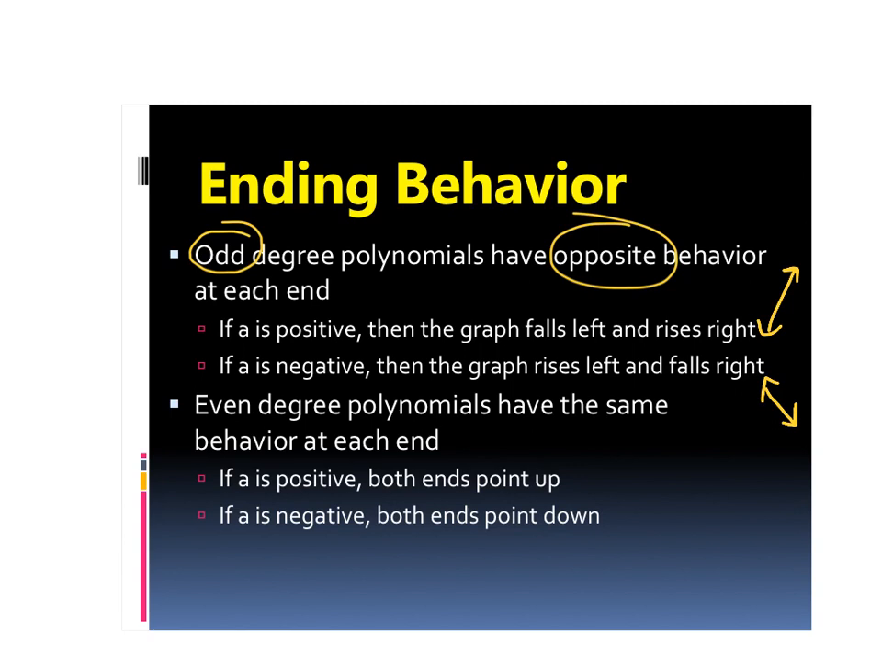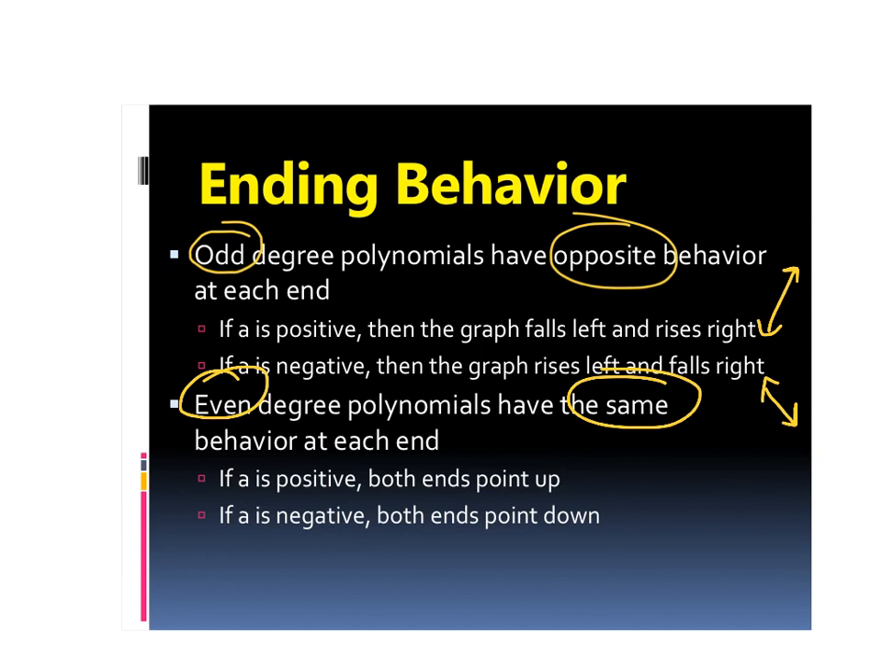It's falling on the right. What's it doing on the left? Rising. It's pointing upwards, right? That's what we're going to need to remember. If I have an even degree, they have the same. So this is a little easier for us to think of.